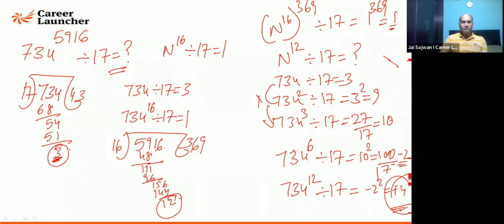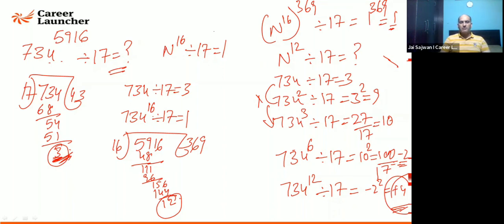Let me repeat it. It's a direct question. 734 when divided by 17, it is not divisible. The remainder comes out to be 3. So remainder cannot be 0. The people who are saying remainder is 0, no, it is not divisible by 17. And you can check it out. 17 threes are 51. Remainder comes out to be 3 there.